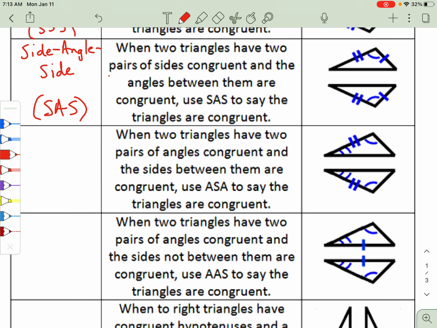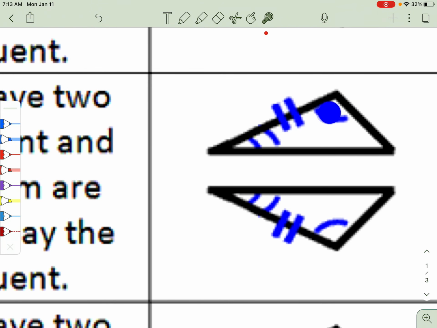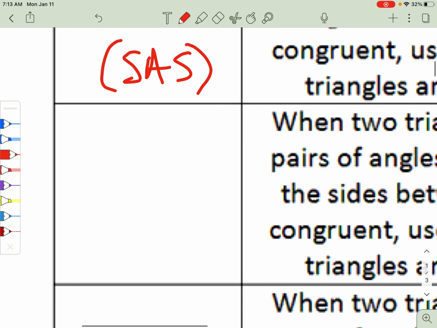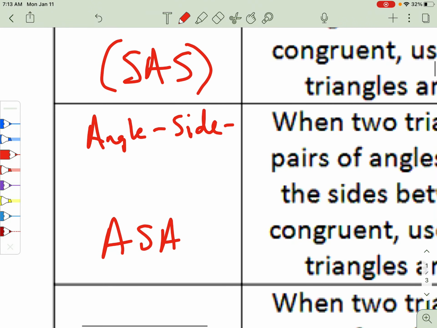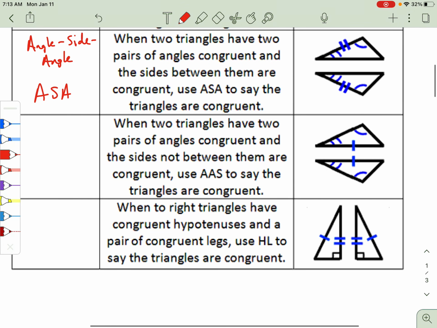When two triangles have two pairs of congruent angles, and the sides between them are congruent, use ASA. So again, notice the order, angle, side, angle. Okay, when two triangles have two pairs of angles that are congruent, and the sides not between them are congruent, use angle, angle, side. So again, you have angle connected to an angle connected to the side. Okay, notice the side is not in between, right? And it's not over here. It is angle, angle, side. All right.